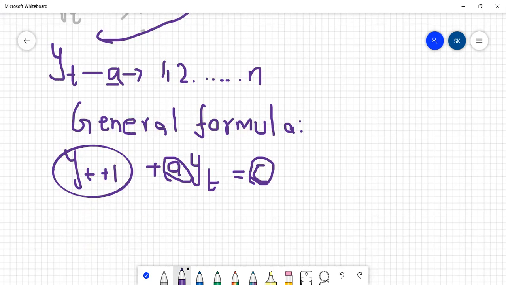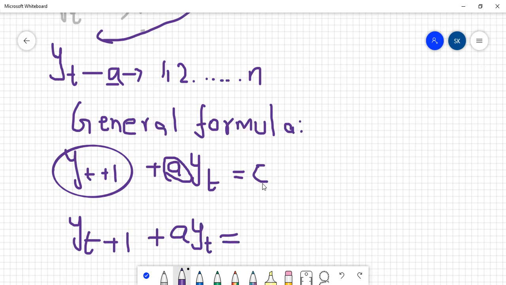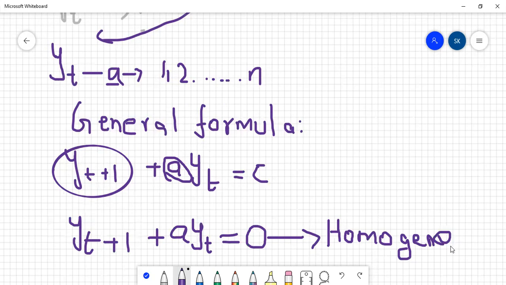Now, when we want to move towards the first order linear difference equation, then the difference equation is of the form yt plus 1 plus ayt. Now, an important thing over here, if we take this c equal to 0, okay? If we take the value of c equal to 0, then what will it become? It will become homogeneous. I hope you remember the homogeneous and non-homogeneous cases. We will have the same homogeneous and non-homogeneous cases in these kinds of equations as well. So this will become the homogeneous first order linear difference equation.